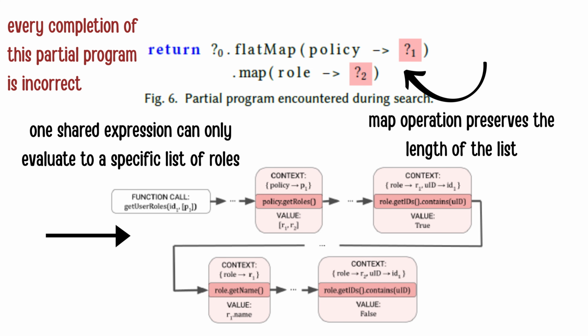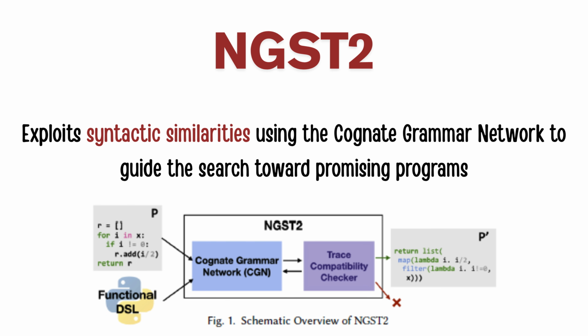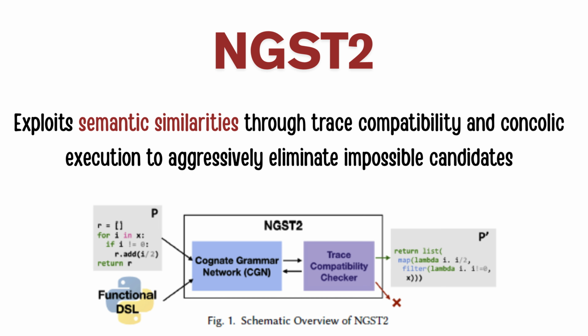So, the overall strategy of NGST2 is built on two complementary ideas. First, it exploits syntactic similarities using the cognate grammar network to guide the search toward promising programs. Second, it exploits semantic similarities through trace compatibility and concolic execution to aggressively eliminate impossible candidates. Together, these two ideas make imperative to functional code transpilation practical and highly effective.